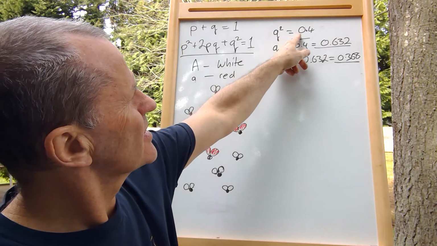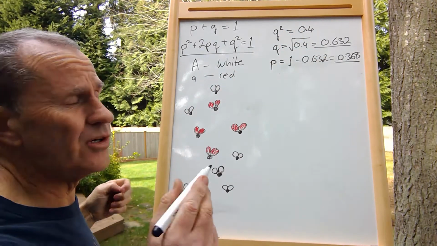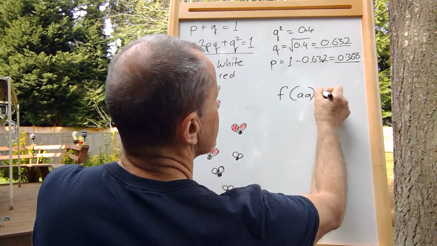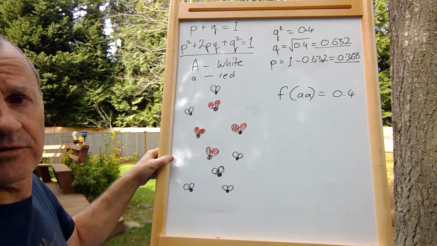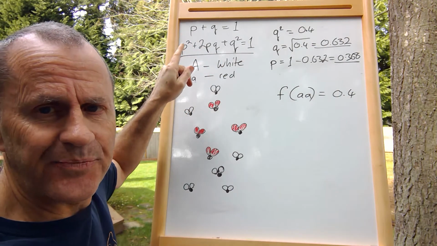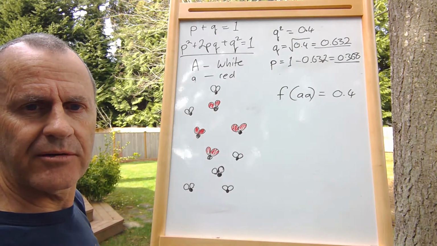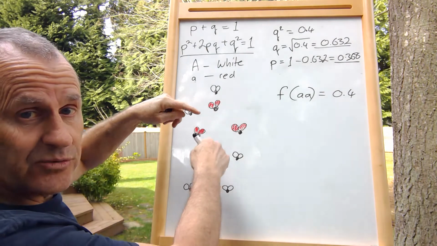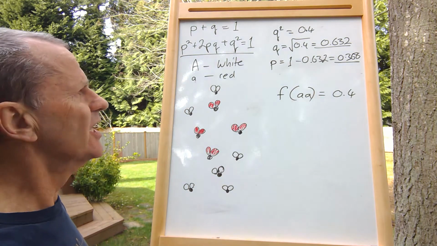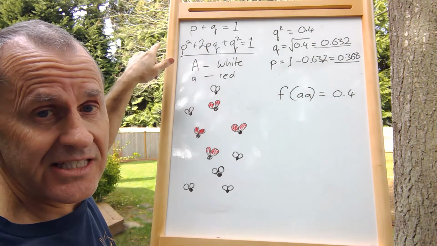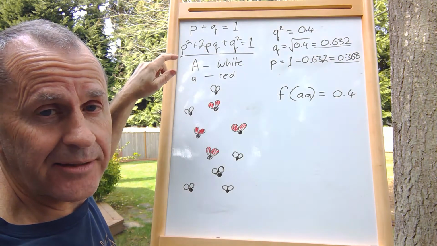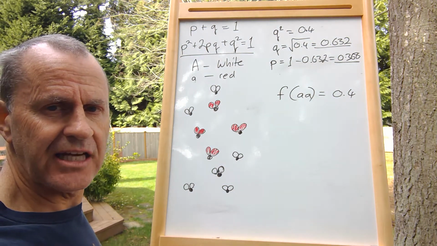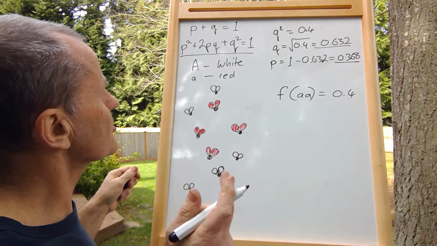Because we've already got this, we've got q squared equals 0.4, so we know that the frequency of the homozygous recessive we already know. That's 0.4. But what we want to work out now is the frequency of the other two genotypes. We know the frequency of the phenotypes, it's obvious, 0.4 for the red wing and 0.6 for the white wing. But now we can divide those 0.6 showing the dominant phenotype into the heterozygous and the homozygous dominant. So let's have a try at that.